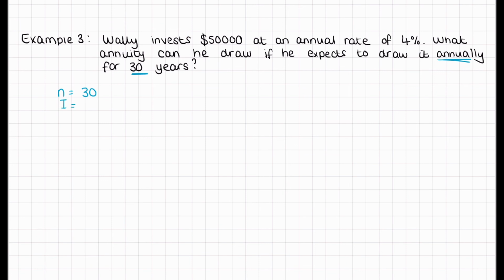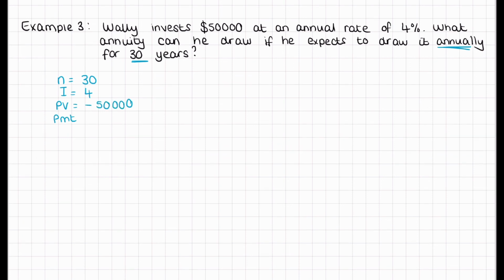The interest rate is 4%. Present value, 50,000. Payment, that's what we're trying to find. Future value will be 0 because he's going all the way down to 0. Payments per year will be 1 because he's withdrawing annually, which means our compounding periods will also be 1.